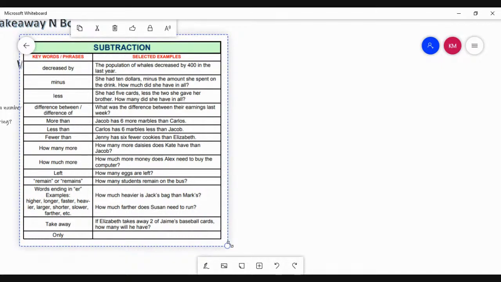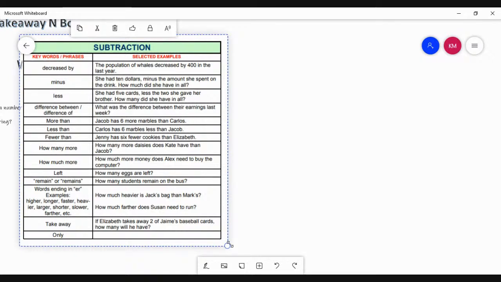All right, next up, of course, is the "less." The "less" says, okay, she had 5 cards, less the 2 she gave her brother. How many did she have in all? So that is considered an addition question. So she had 5 in her hand, and then less the 2 she gave her brother. How many did she have in all?